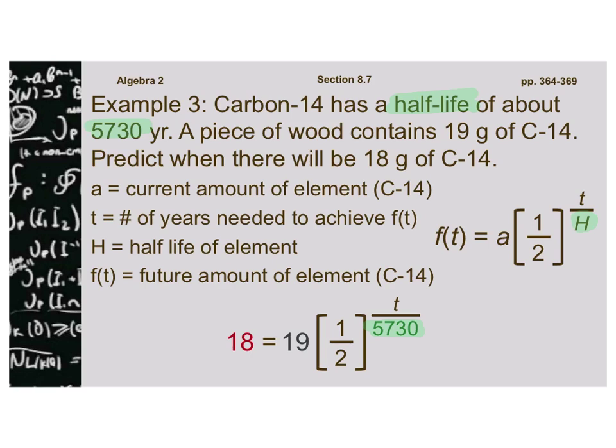Okay, a piece of wood contains 19 grams of carbon-14. Well, this is our current amount of element. Okay, so that's A, and there's my 19. Predict when there will be 18 grams. So this is now my future amount of the element. And so I plug in my 18 right here. Okay, and since we're talking half-life, that's why there's a 1/2 in the middle.